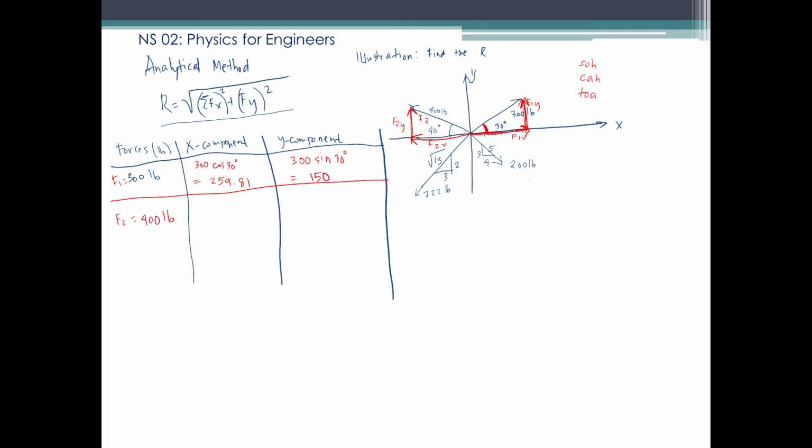So how do we get F2x? Take note, our F2x is adjacent to the angle of 40 degrees. Since it is adjacent, that is cosine. So that is F cosine theta, F cosine 40, so 400 cosine 40. That should be negative, negative because it is going to the left.